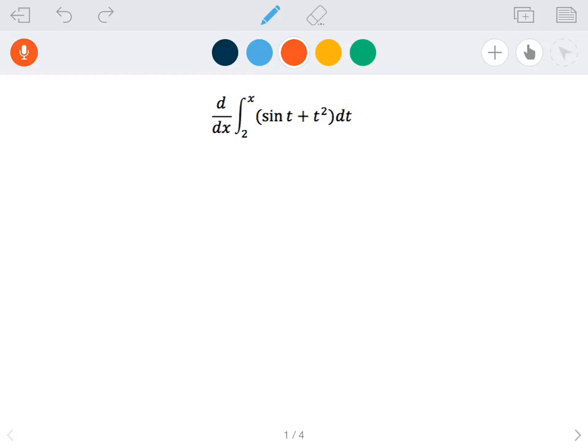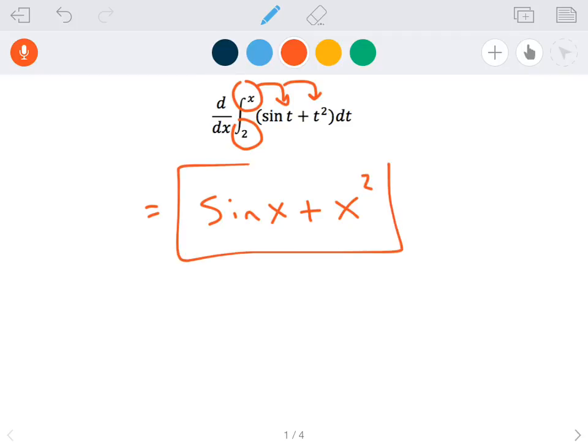Let's take a look at this. They're very, very simple to work. The first thing that you check is you make sure that your lower limit is a constant. It can be any number, including pi, any number. And if this is a single variable, then all you have to do is replace that variable in your function. And so this whole thing is equal to the sine of x plus x squared. Done. It really is that easy.